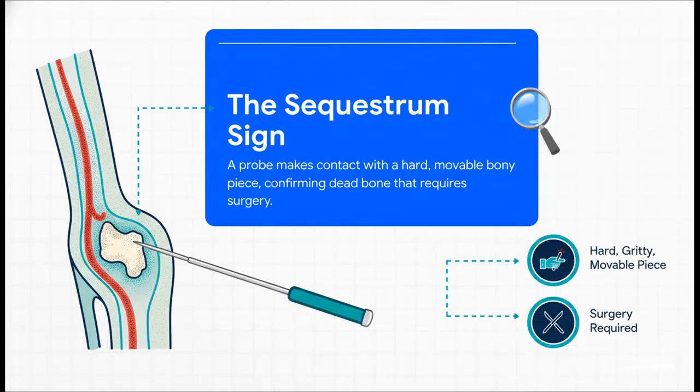This is the definitive clinical test, the Sequestrum sign. In your OSCE, you must demonstrate this. Using a sterile probe, you gently navigate down the sinus tract. The sign is positive when your probe makes direct contact with a hard, gritty, and often movable piece of bone deep inside that tract. This tactile feedback is unmistakable, and it confirms the presence of retained dead bone that requires surgical extraction. There is no clearer clinical sign that surgery is needed.